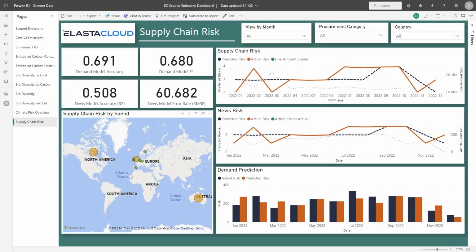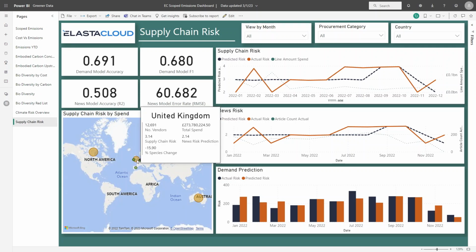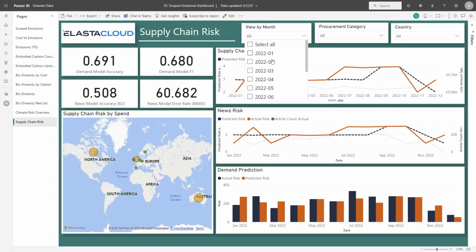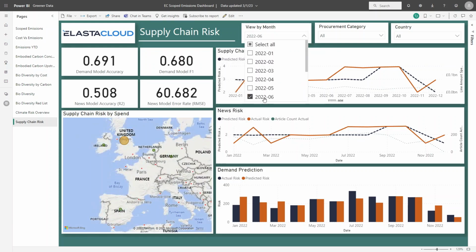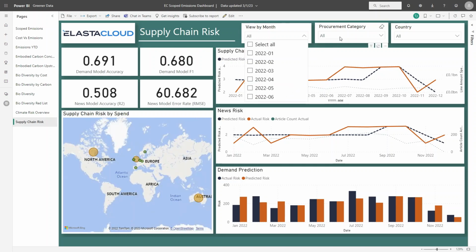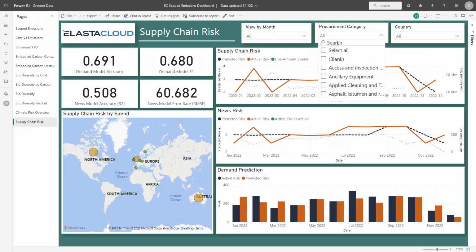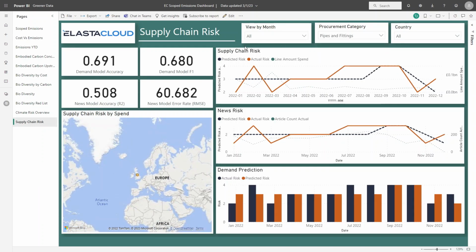On the map in the bottom left, the bubbles for each country are larger and more red the higher the supply chain risk, and hovering over a country allows for risk factors to be shown in the tooltip. If we wanted to select a specific month, we can see how the predicted values change for the chosen month. Additionally, if we select a single procurement category, for example, pipes and fittings, we can see how all risk metrics change to show predictions relating to this category.